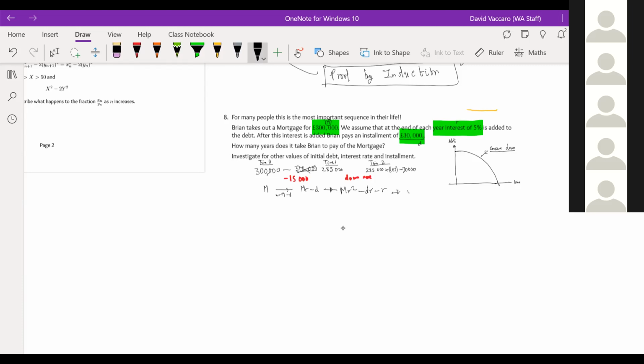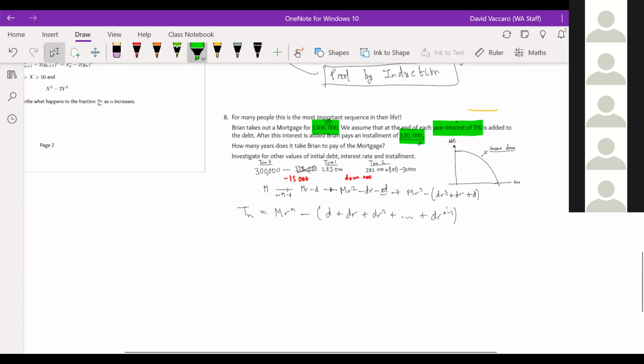Now time 3, I multiply by R, so I get MR cubed, and then I take away DR squared, so I take away D, then I multiply D by R, so I've got DR, and then I take another installment of D. So at time n, the debt is MR^n, take away D plus DR plus DR squared up to DR^(n-1). And I'm just careful that I've got one fewer term than the year number.